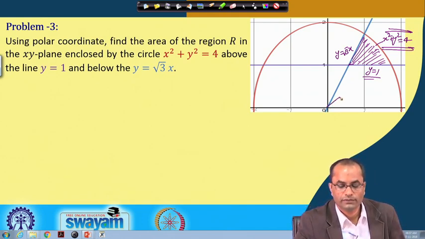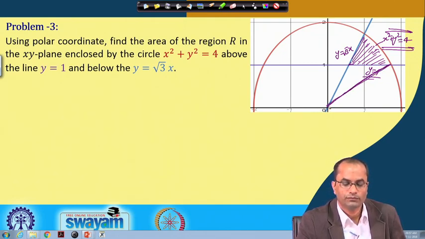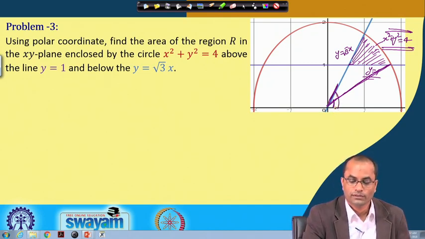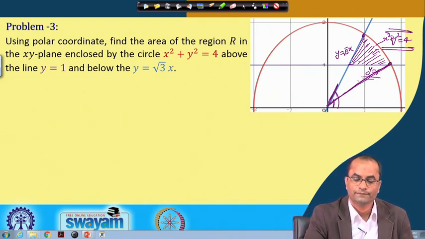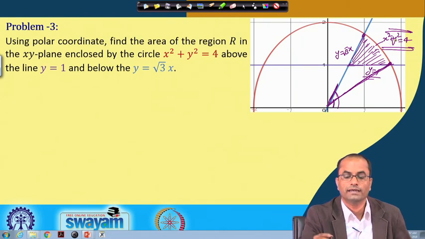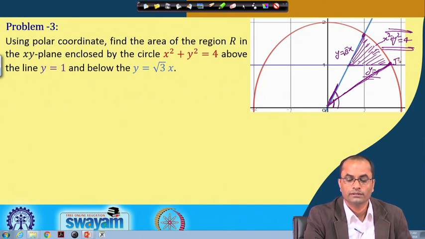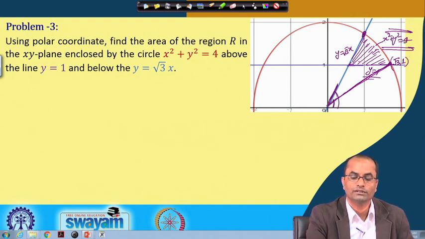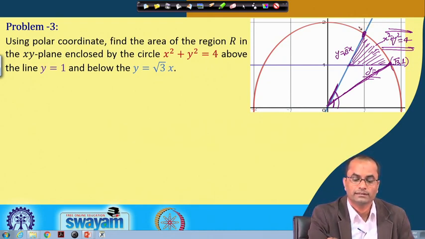So, we are moving in the direction of r, and for theta from this point up to that point. So we need these two angles. First we need to compute the points where these lines meet. For the line y is equal to 1 and the circle x square plus y square is equal to 4, if we put y as 1, we get x as square root 3, so that is the point. Since y is equal to square root 3 x, if we put it there, we will get x as 1 and y as square root 3.